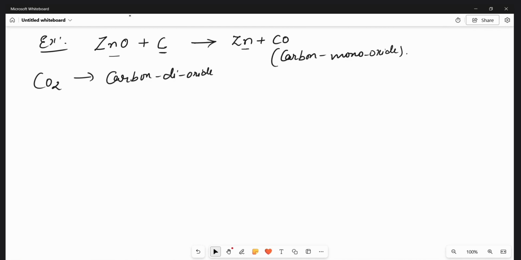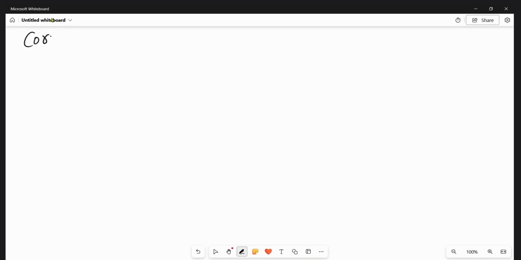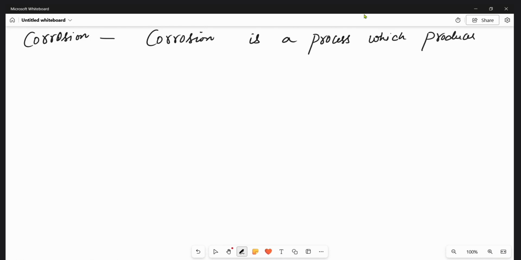Next, we'll study about the corrosion. Corrosion is a process which produces unwanted substance. Example, iron gets rusted.